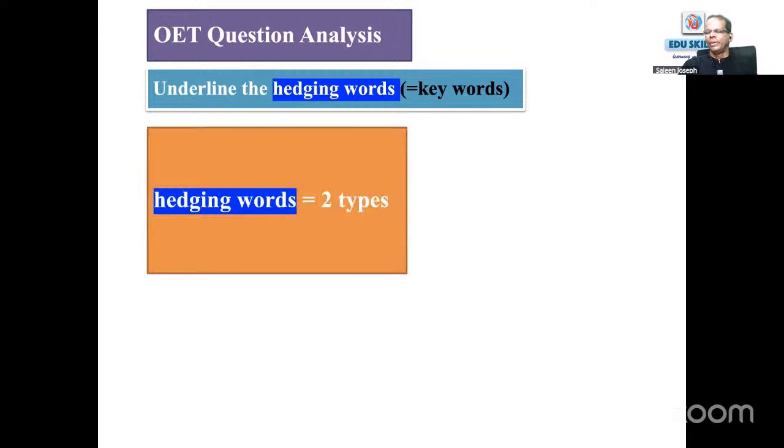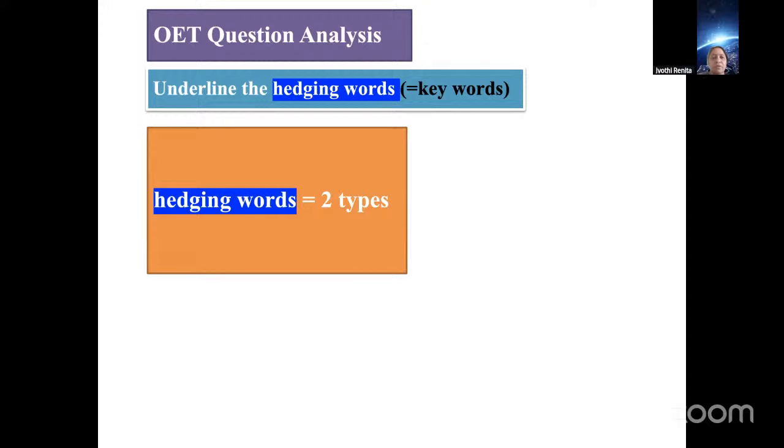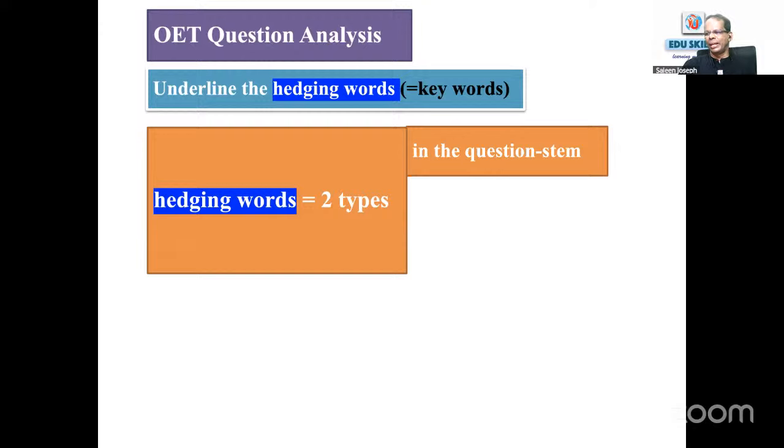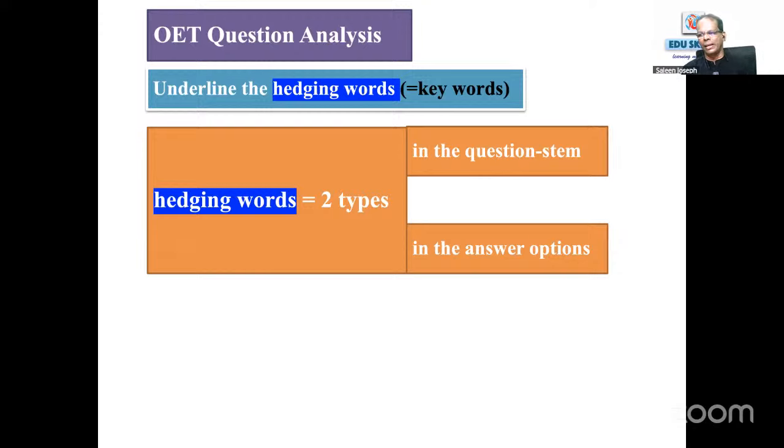Hedging words. When you speak of hedging words, there are 2 types. Anyone? What are those? Concept-based and differentiating hedging words. No, 2 types in the sense of hedging words in the question stem and hedging words in the answer options. They are entirely different. For example, in the question stem, there will be a modal verb. If there is a modal verb in the answer options or in the text, that is not the criteria. Unless the modal verb is in the question stem, that will not help you much in locating the answer. So we'll come back to it.